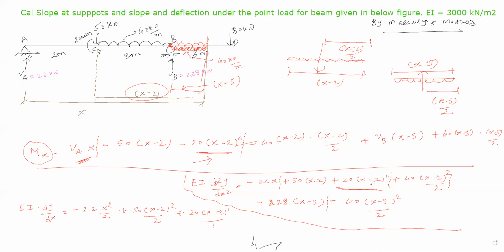That's the reason we will put a value in the power of (x minus 2) raised to 0. Is it clear or not, students? (x minus 2) raised to 1 divided by 1. Plus 40 into (x minus 2) cube divided by 6, minus 228 into (x minus 5) square divided by 2, minus 40 into (x minus 5) cube divided by 6. Is it clear or not? Please confirm me.